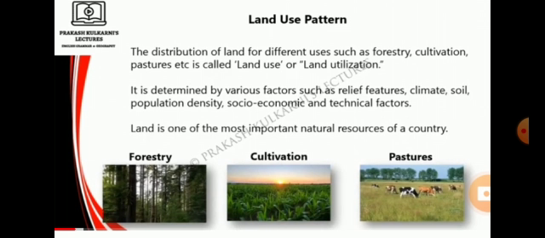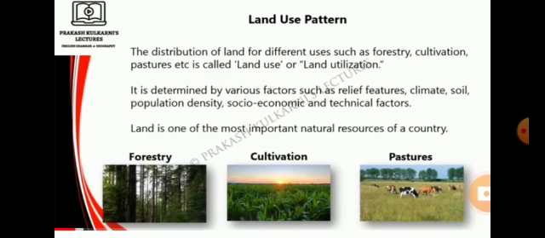Next we have to study the classification of the land use pattern. There we have to learn about net sown area, forest area, land not available for cultivation, fallow land, cultivable waste, permanent pasture and other grazing land, and land under miscellaneous uses. First we learned the meaning. Second, we are going to study the classification. The classification has 7 small points. The first point is net sown area.